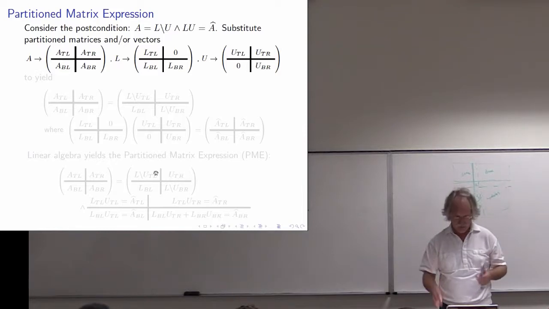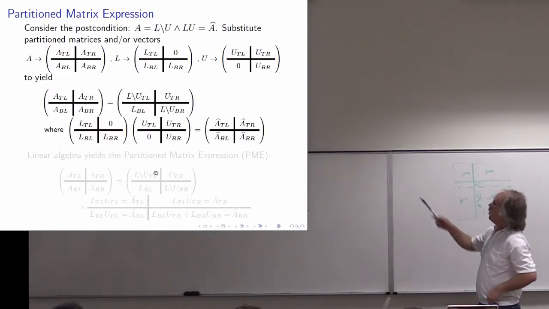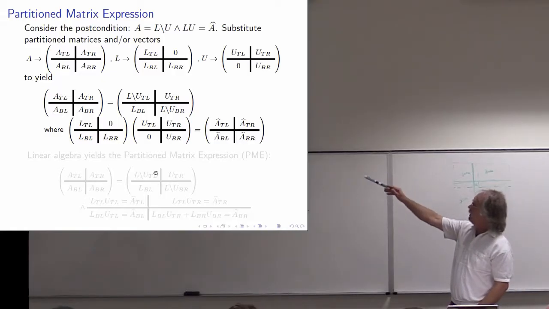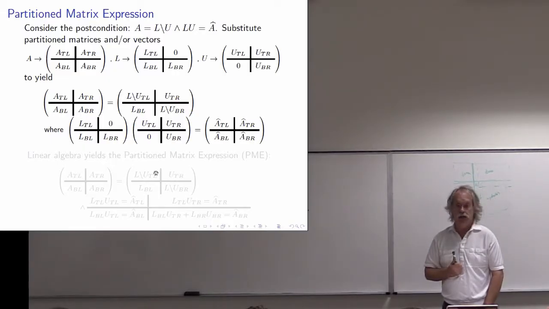All right? So what you do is you take these partitioned matrices, and all I've done here is I have plugged the partitioned matrices into the postcondition. Okay? So every time there's an A, I've replaced it by the 2x2 matrix that represents A. Same thing for L, U, etc. You with me?